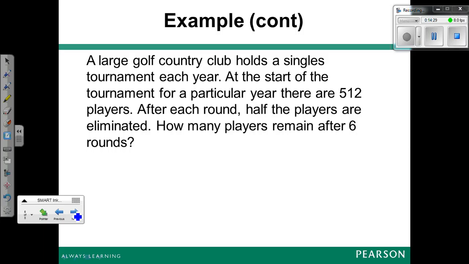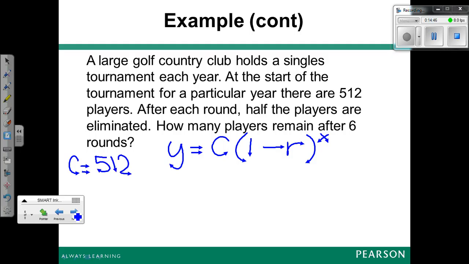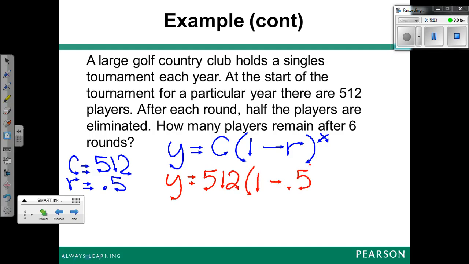Oh, okay. All right, so let's go back to our original model for exponential decay, which goes initial amount times 1 minus the rate to the power x. So we started with the original initial amount, 512. And then we had the rate, it is 0.5 for 50% or for half. So now let's substitute and we will have the initial times 1 minus 0.5. And then we want to know after 6 rounds, so we will make our exponent equal to 6.